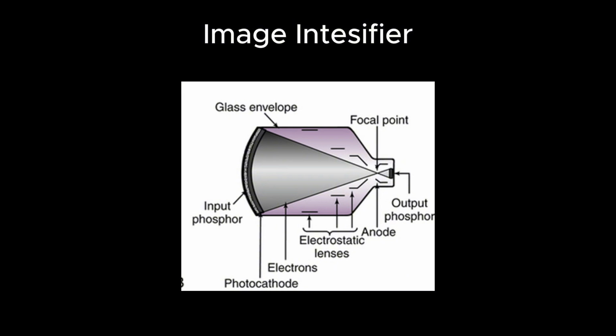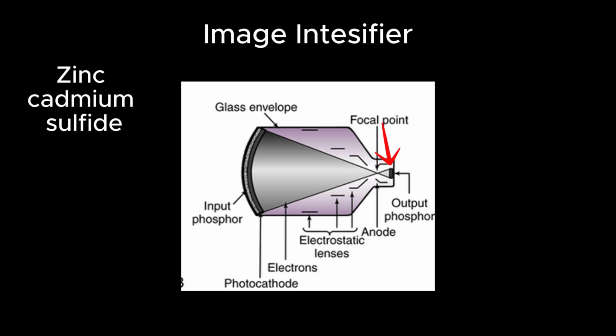Step 5, we have the output phosphor. Finally, the electrons hit the output phosphor, and that's made of zinc cadmium sulfide. This layer converts the electrons back into light. Because this phosphor is smaller than the input phosphor, the image gets compressed and appears 50 to 70 times brighter than where it started.